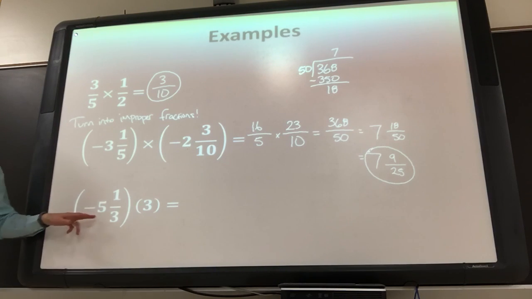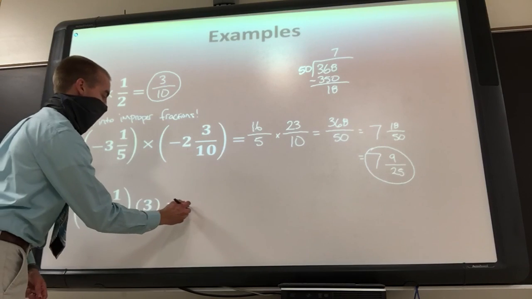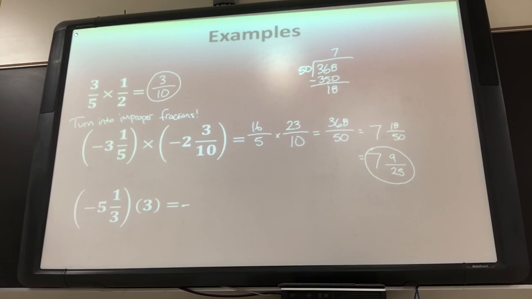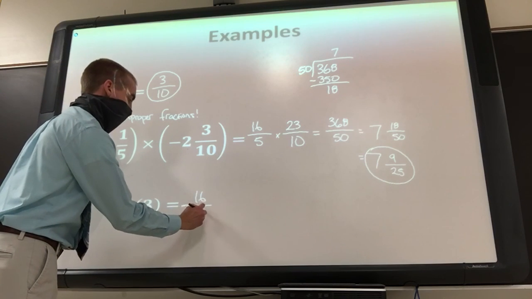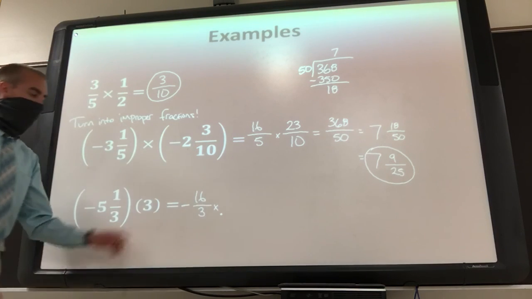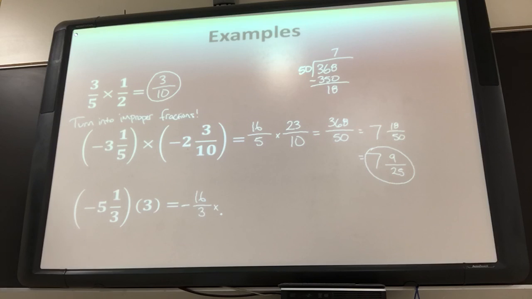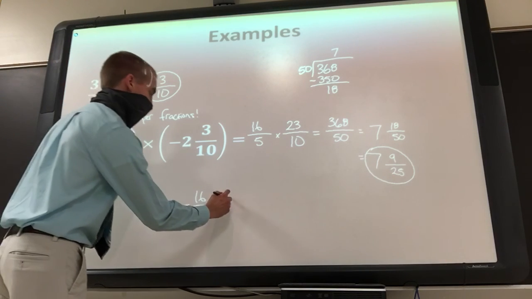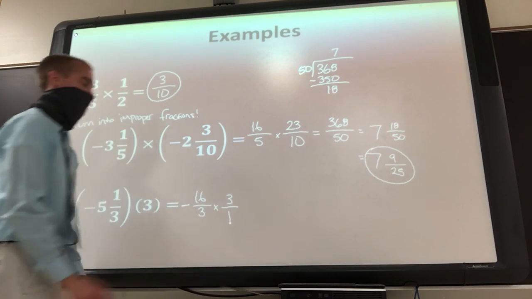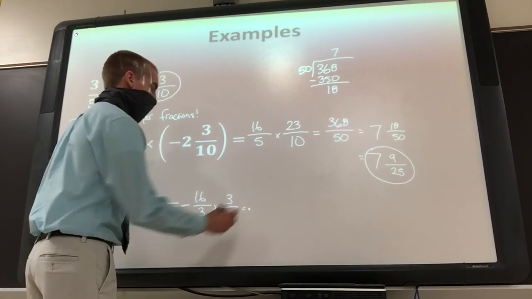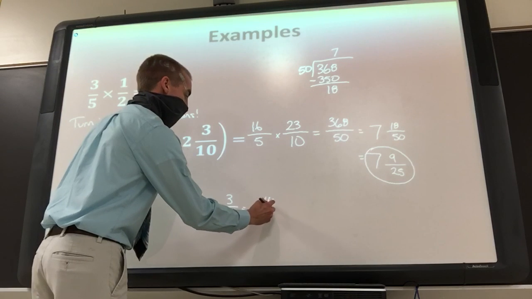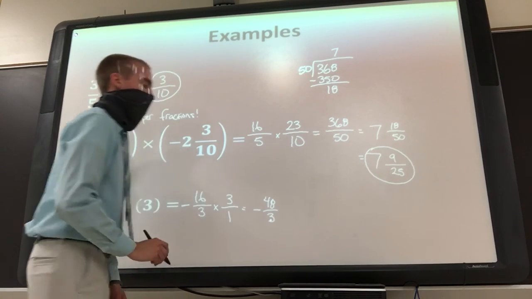Okay, negative 5 1/3 times 3. Negative times a positive. We know that our answer is going to be negative. 5 1/3 would be 16 over 3. And then remember that 3, if we want to make it look like a fraction, we would do 3 over 1. And then multiply straight across. That's going to get us negative 48 over 3.